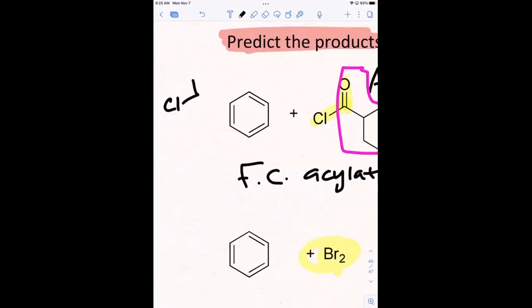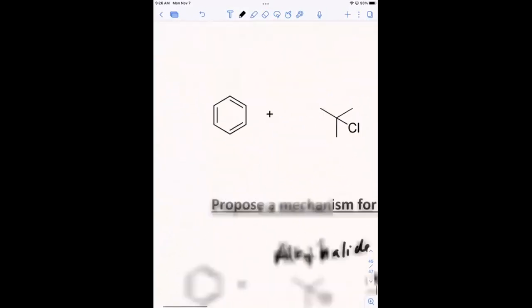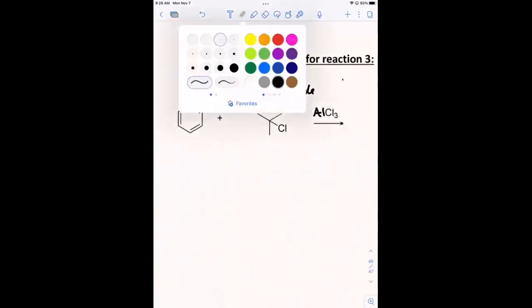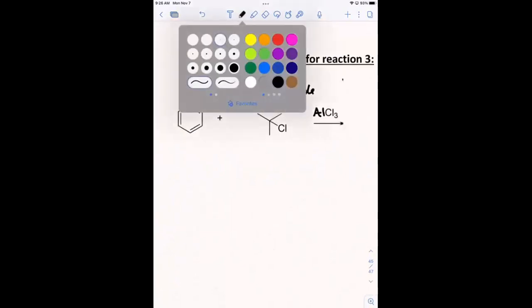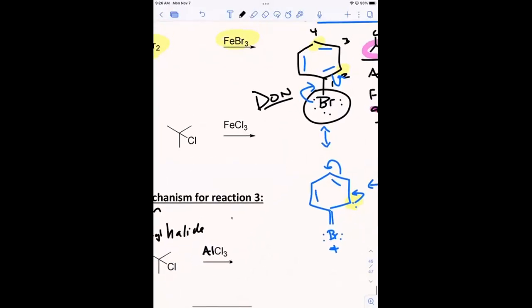It looks like this. Right, so this part is the acid chloride. All right, so here, what's the product here? This is an example of the Friedel-Crafts alkylation, just like what we just did up here.